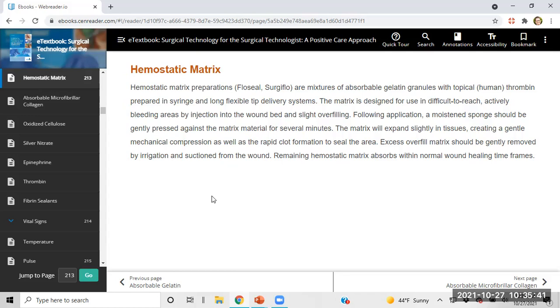And so some of these do this, the hemostatic matrix and the gel foam does that. You insert it into an area and then it expands, and that creates that compression. So it's like holding a cut, and it's performing that internally though.